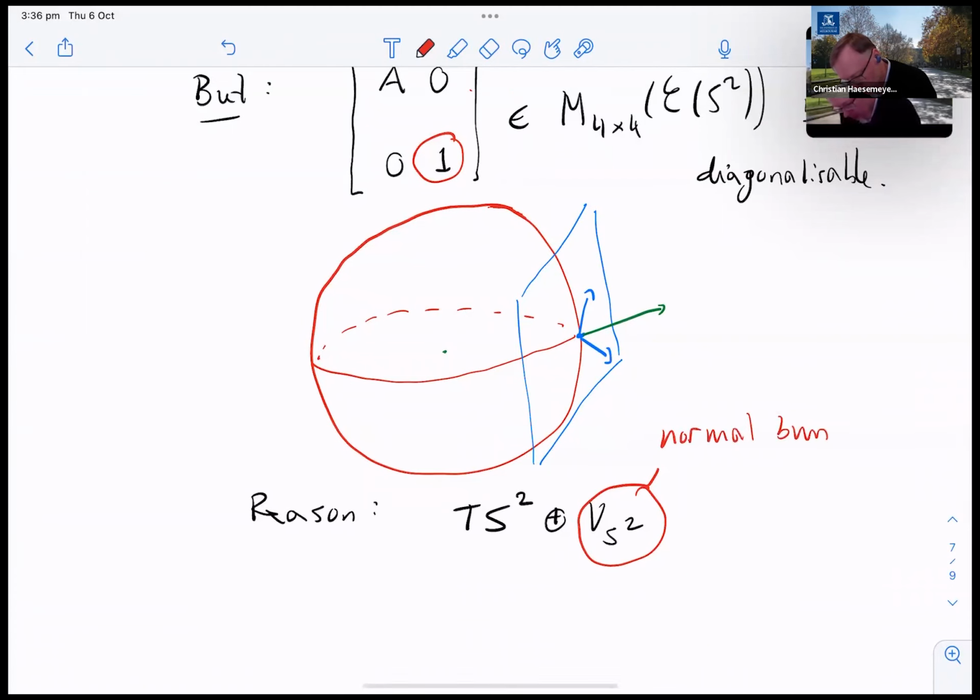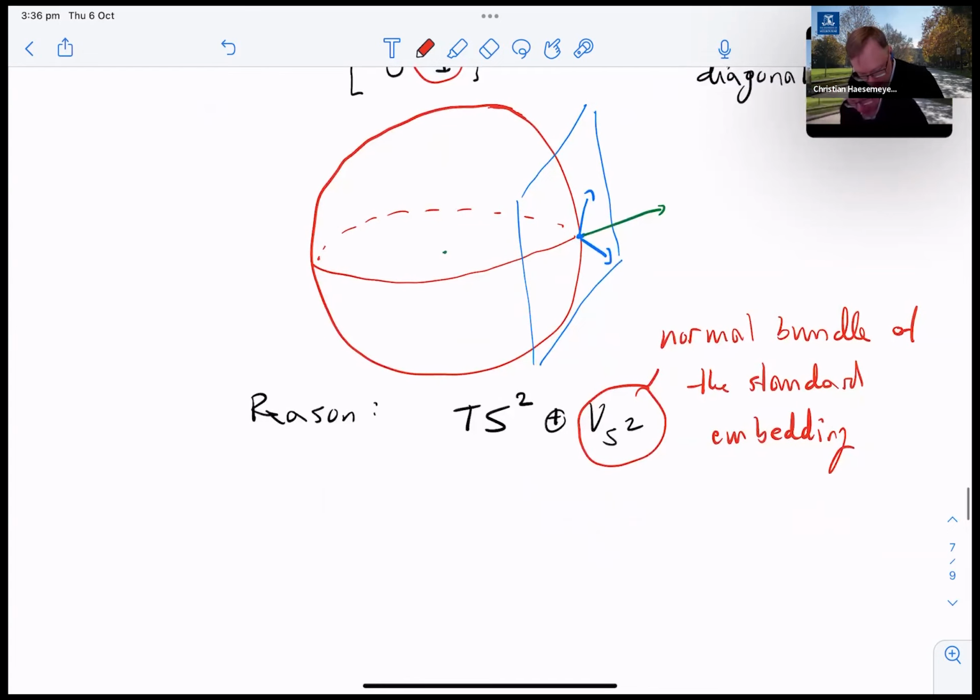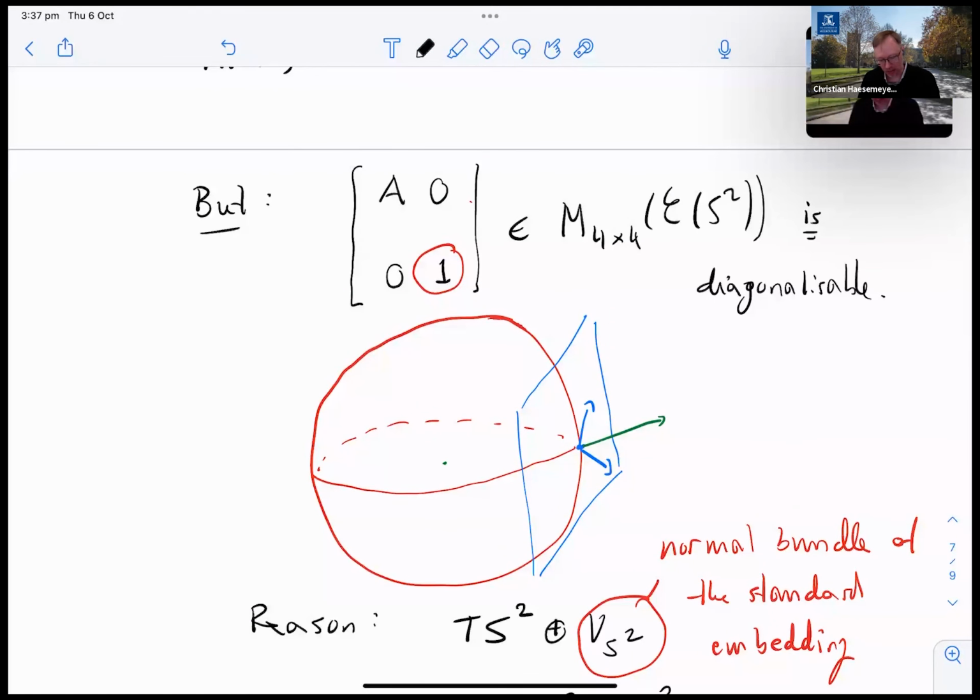The normal bundle, so the bundle consisting just of normal vectors at each point of the sphere of the standard embedding. Well, this direct sum is in fact just a trivial rank 3 vector bundle. It's 2 times R3. And that means that this bundle, which corresponds to this square matrix, and since A squared equals A, the square of this matrix is equal to itself as well. This matrix is an idempotent matrix.